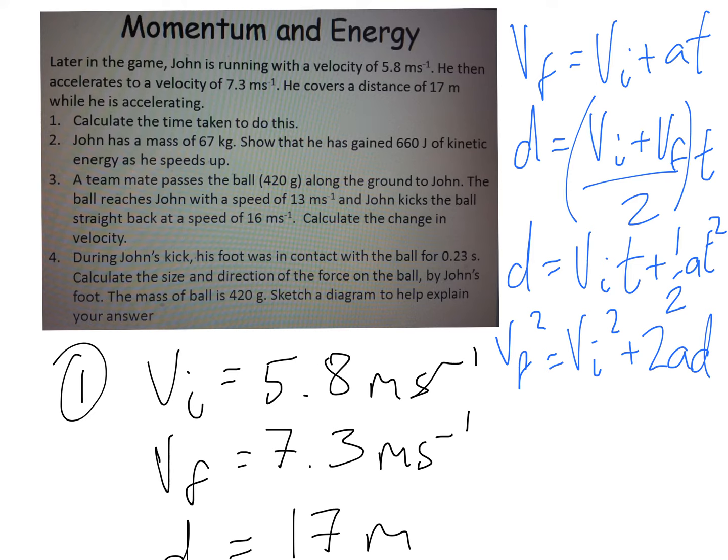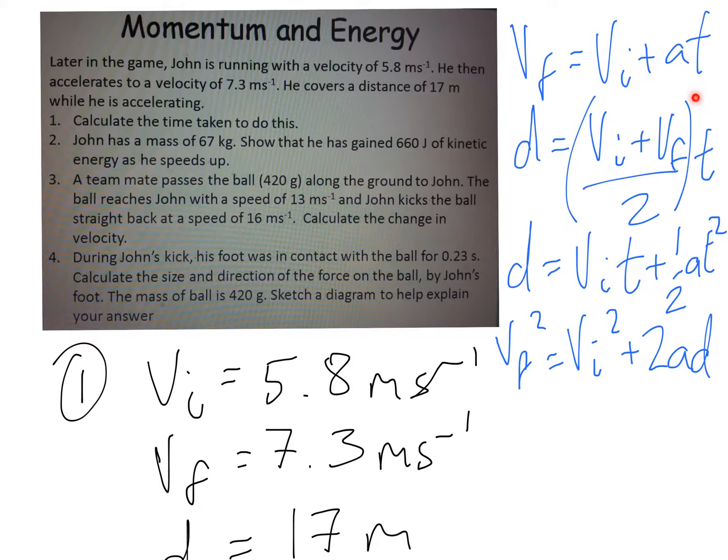So this is a question from Evangeline. Later in the game, John is running with a velocity of 5.8 meters per second. He then accelerates to a velocity of 7.3 meters per second. He covers a distance of 17 meters while he is accelerating. First question, calculate the time taken to do this.